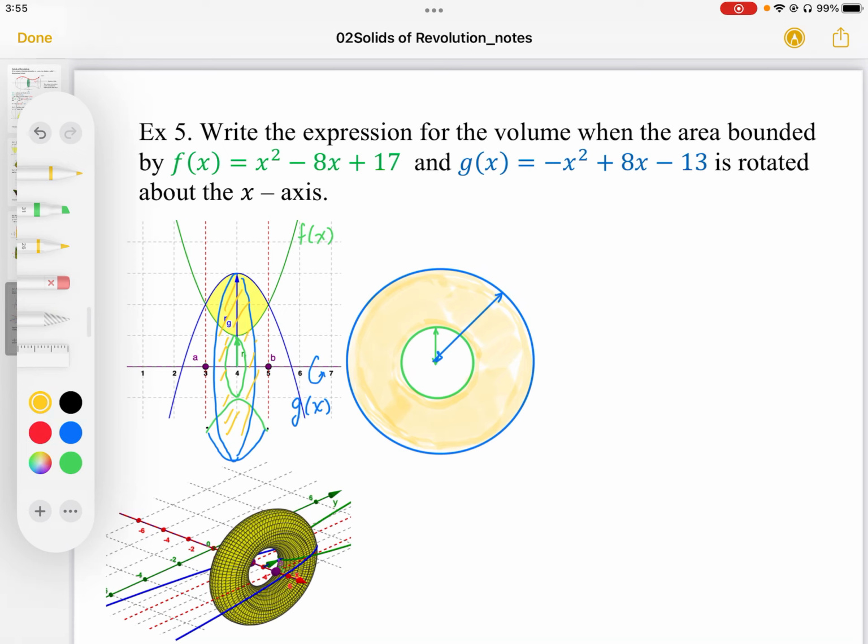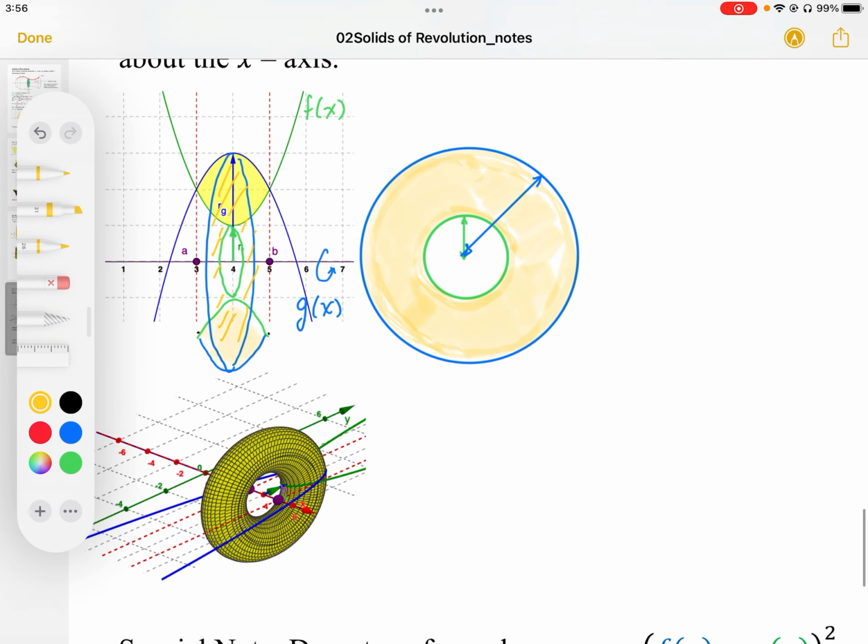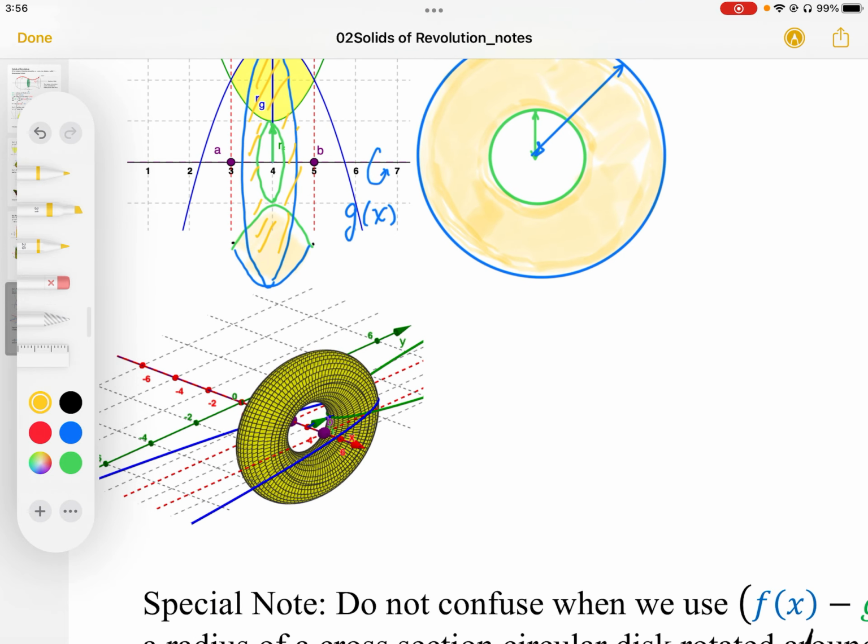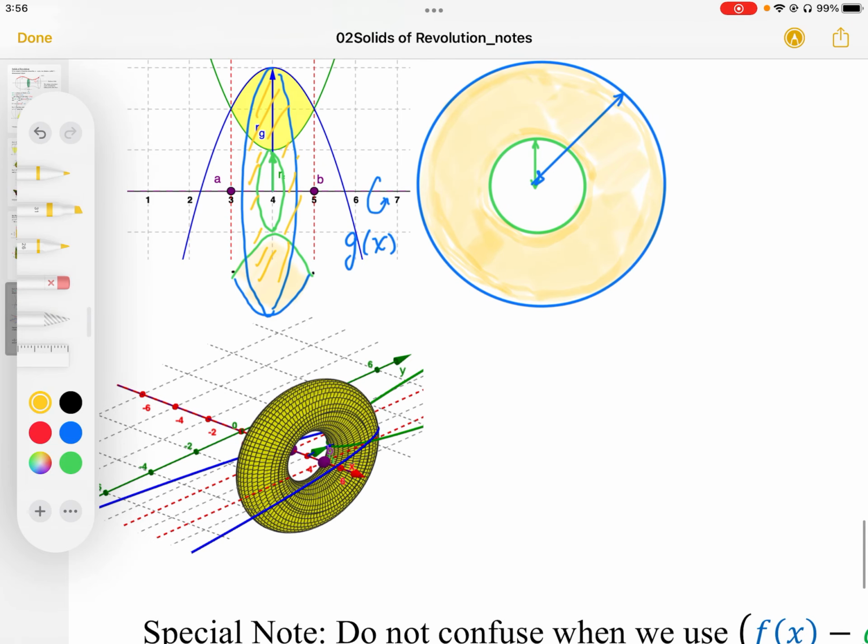To get this cross-sectional area, we need to find the area of the big circle and subtract the area of the small circle. It's important that we're not finding the difference in the radii. We're finding the difference in the areas, so we have to calculate the area of those circles. When we rotate that object, notice that we get this donut shape. The inside of the circle is going to be generated by the green function, the inside function, and the outer edge is going to be generated by the blue function. There's an animation that shows how we get this as well.